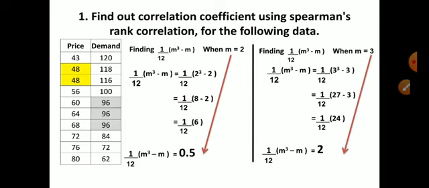Okay, see, first of all, we understood how to take the m values, and for the m values we have to find out the 1 by 12 (m cube minus m) values. Fine. Then what we are going to do here is assign the ranks for the x and y variables. The assigning of ranks for x and y variables can be done in two manners. Either we consider the increasing order, or we consider the decreasing order. I'll be taking the highest to lowest, that is decreasing order, in this problem.